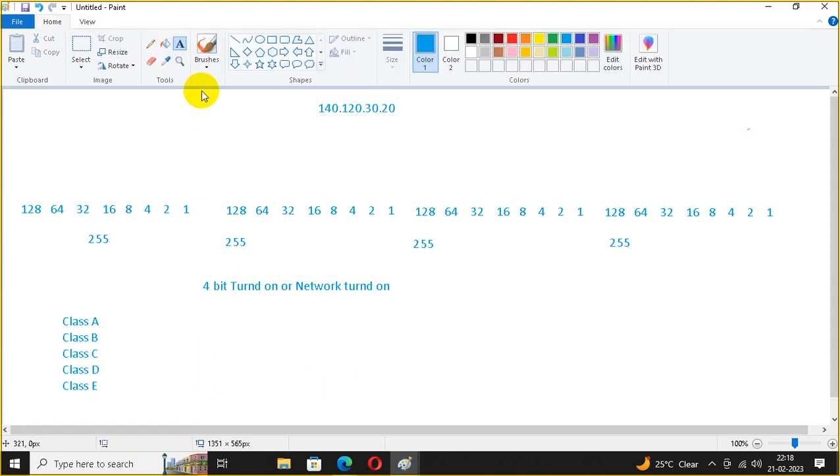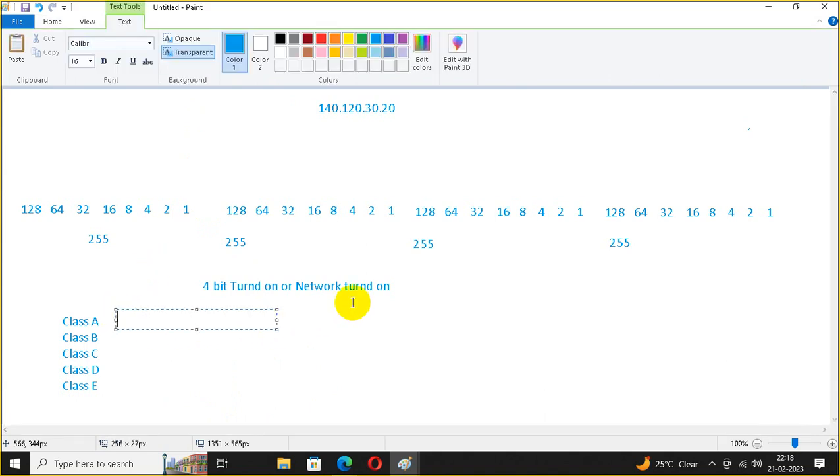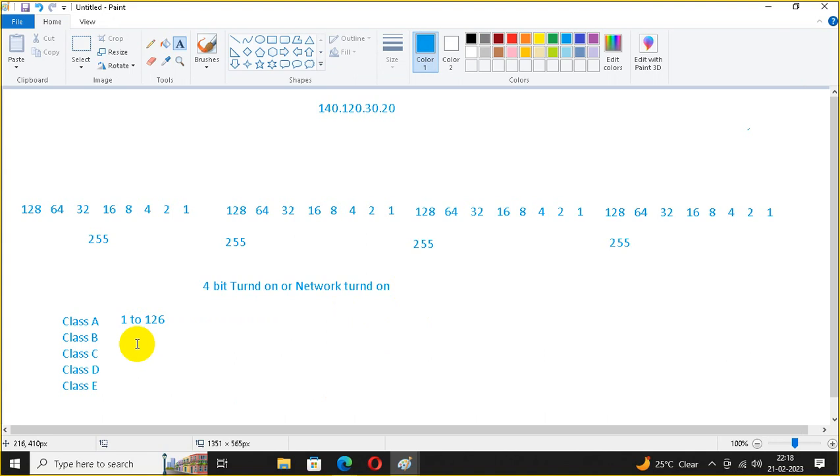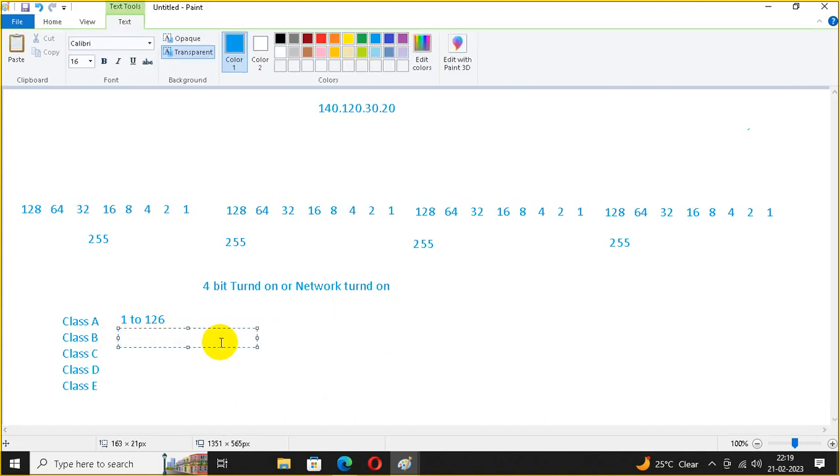Now in class A, what is the range of IP address? It is telling if your IP address starts with 1, then it will be 1 to 126. Right? If your IP address starts with 128, then it's 128 to 191. Right?